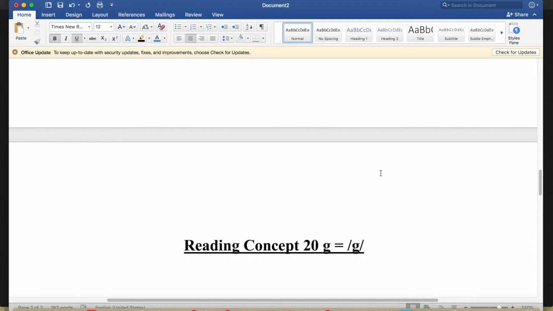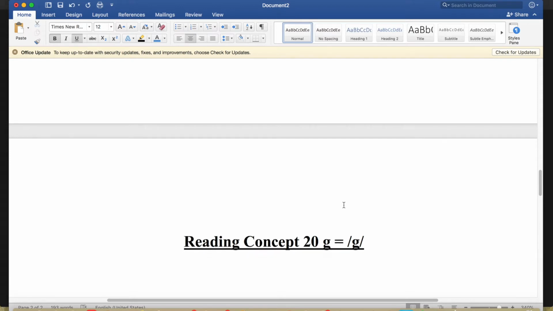We are on reading concept 20. Say each word after me. Gold, grape, great, grand, gorilla. What sound is the same in all the words? Yes, G. I'm going to type the words up for you now.